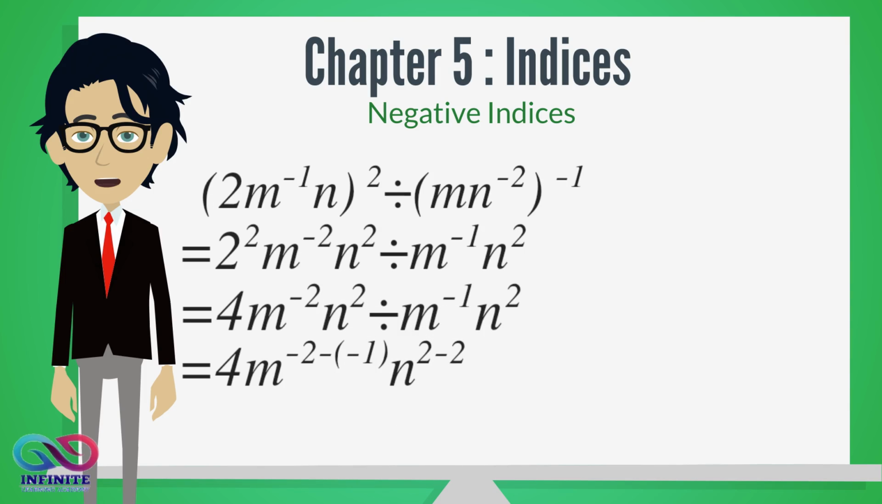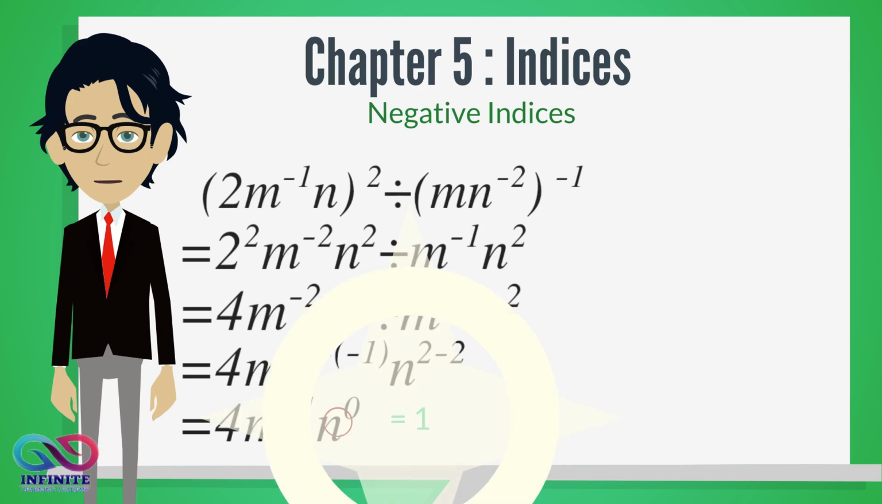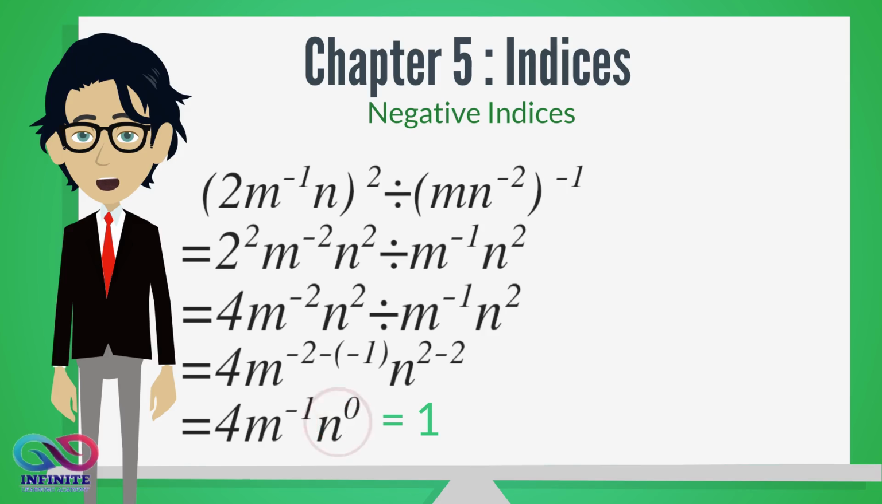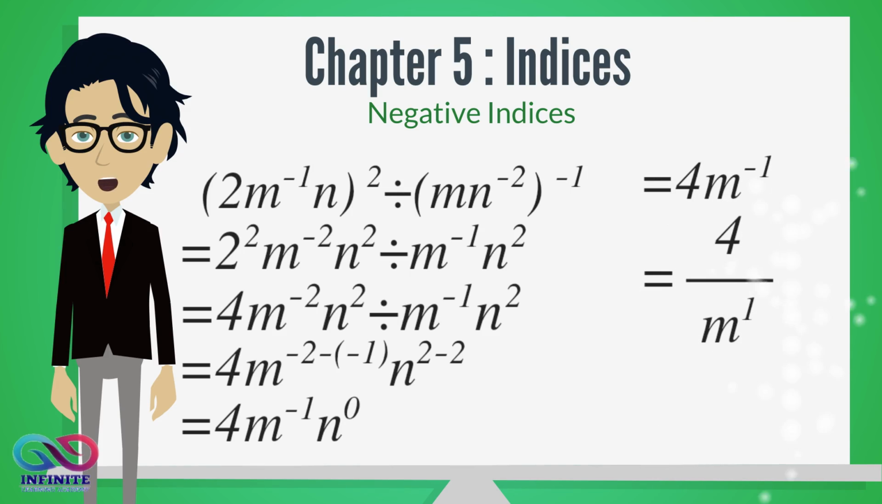So, solve the index notations, and your answer will be 4m to the power of -1, n to the power of 0. Did you know n to the power of 0 is 1? Any arithmetic term or number to the power of 0 is always 1. So 1 times 4m to the power of -1 equals 4m to the power of -1. Now to change the negative indices to positive indices, you have to put the m to the power of -1 at the bottom.